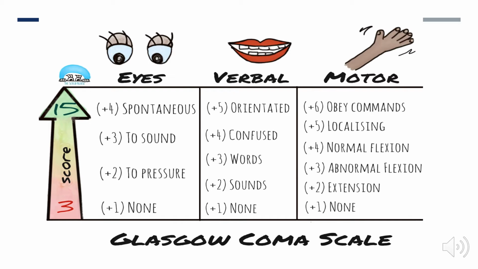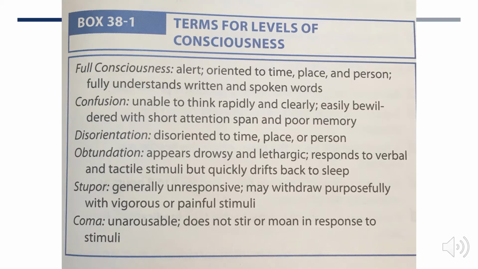So when you look at your book, your different posturings fall under motor. So you need to know the difference between which posturing goes to which number, okay? These are some terms you need to know for levels of consciousness, whether they're fully conscious, confused, disoriented, obtunded, stuporous, or in a coma. So just look these over, and these are exactly, I took a picture of your book and put it on here.